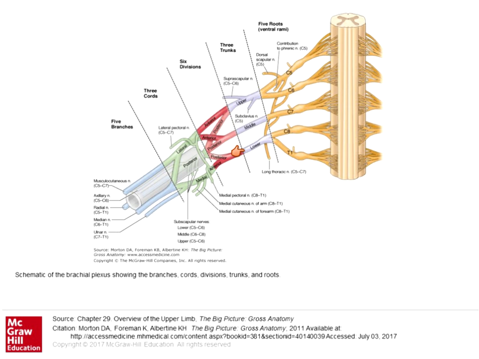So up to this point, it's useful to use the analogy of a tree having roots and trunks. Each of the trunks divides into 2 divisions, an anterior and posterior division. There are therefore 6 divisions of the brachial plexus.